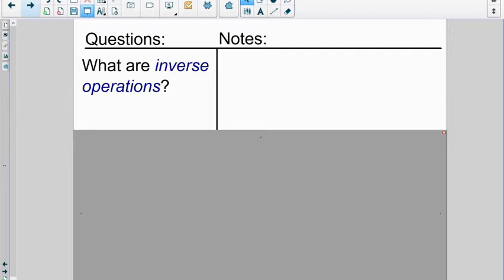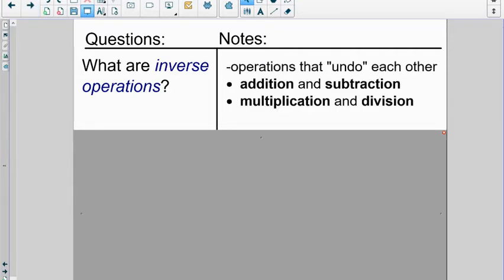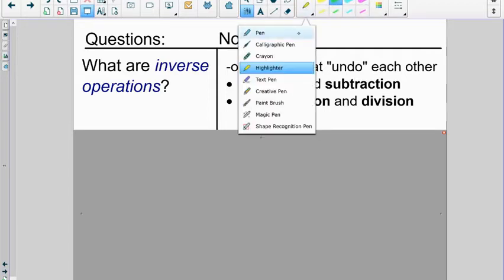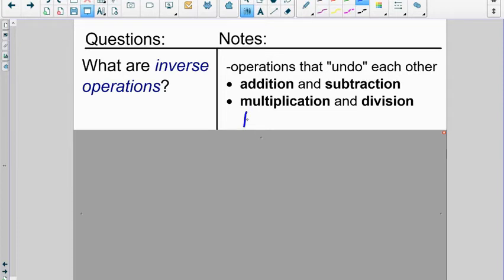What are inverse operations? Well, inverses sometimes are called opposite operations, operations that undo each other, like addition and subtraction, or multiplication and division. So if you think about it, let's take a number like 10. If I add 3, how would I undo adding 3? I would subtract 3. 10 plus 3 is 13, and 13 minus 3 is 10.